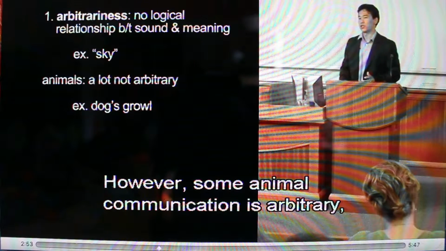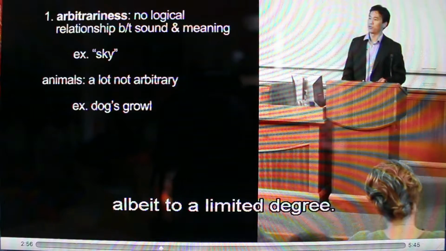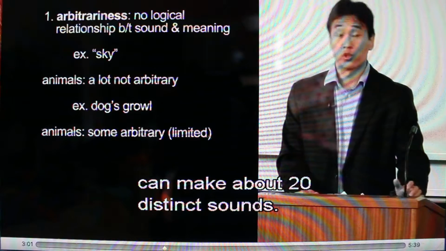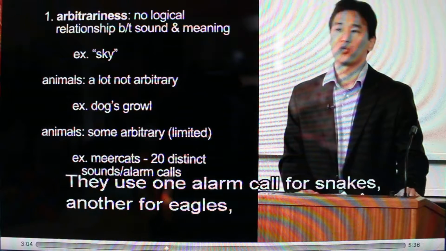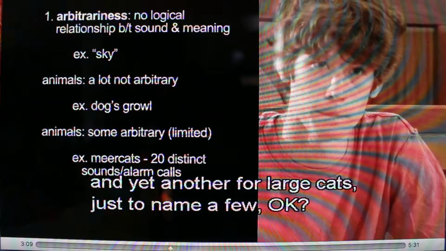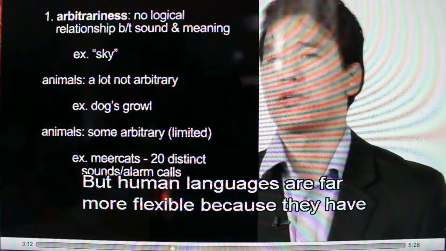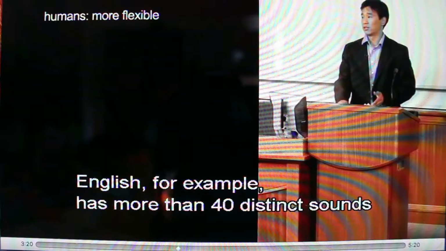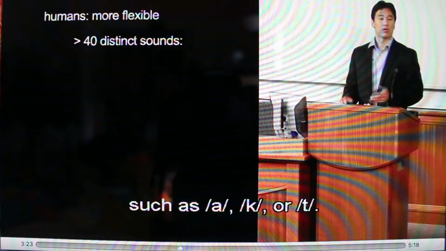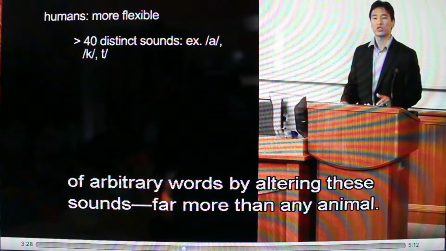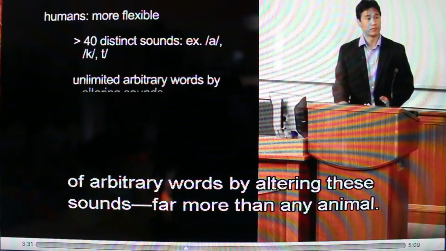However, some animal communication is arbitrary, albeit to a limited degree. For example, meerkats, a small African animal, can make about 20 distinct sounds. They use one alarm call for snakes, another for eagles, and yet another for large cats, just to name a few, okay? This is impressive, but human languages are far more flexible because they have a wide range of sounds. English, for example, has more than 40 distinct sounds, such as ah, k, or t. And we can make an unlimited number of arbitrary words by altering these sounds, far more than any animal.